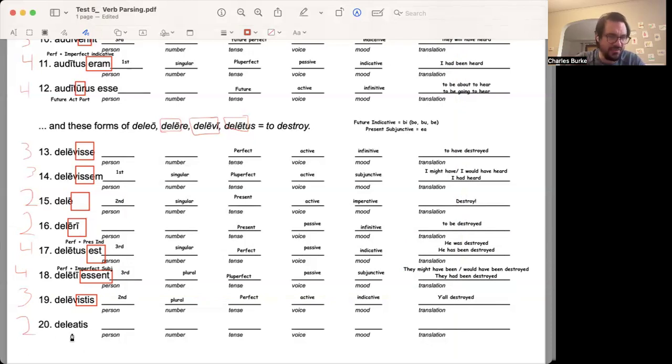All work. Deleatis. The thing I'm noticing in deleatis is that EA, which we marked up here earlier as the thing that the present subjunctive will be. So that EA makes it present subjunctive. For present, future, and imperfect, the only way you can tell active versus passive is based on the ending. In this case, the ending is tis from mus, tis, nt. That's our active pattern. And that tis makes it second person, plural. So we're going to translate it y'all might destroy, or y'all may destroy. Y'all may or might destroy. Even y'all should destroy will work here.